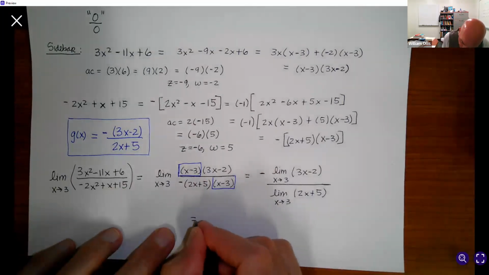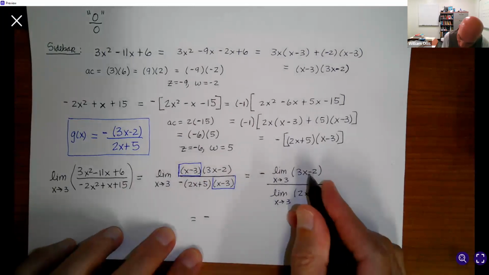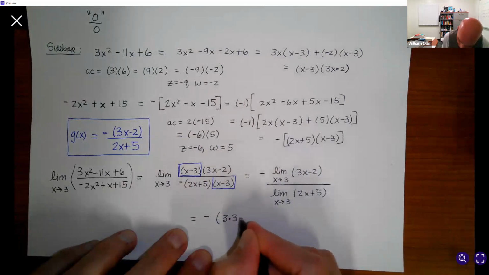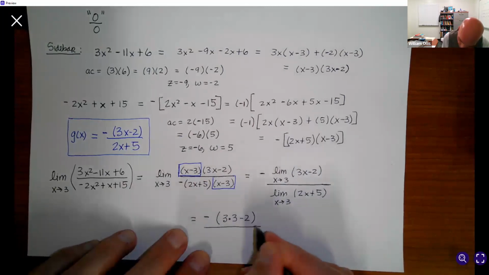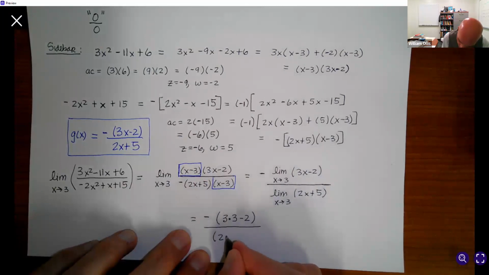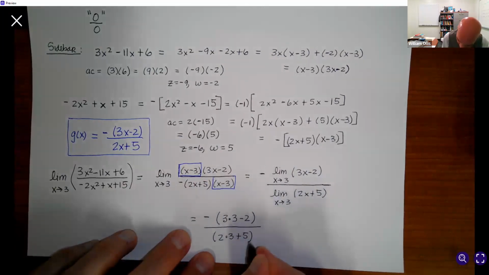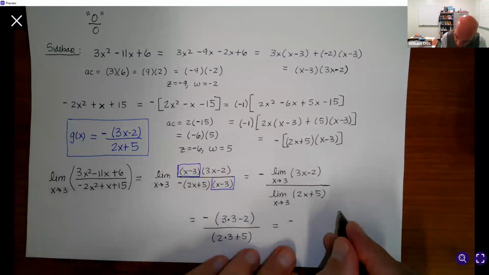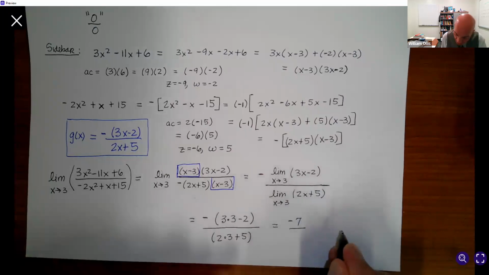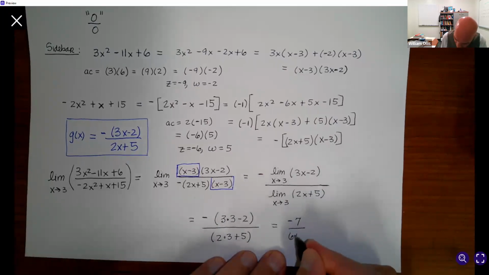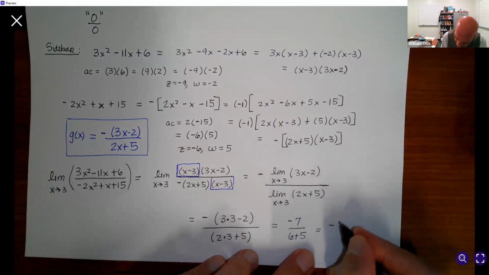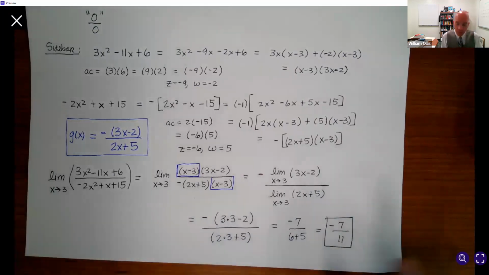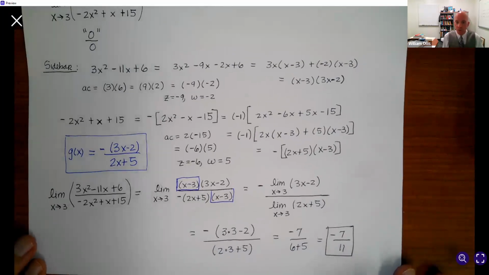So now we have the negative out here, and we just do our direct substitution. So we have 3 times 3 minus 2, and then downstairs, we have 2 times 3 plus a 5. So this will give us the negative of 9 minus 2, which is a 7, and then, of course, we have a 6 plus 5. So this gives us -7 over 11. So now what we see, again, is a function with a hole in it.